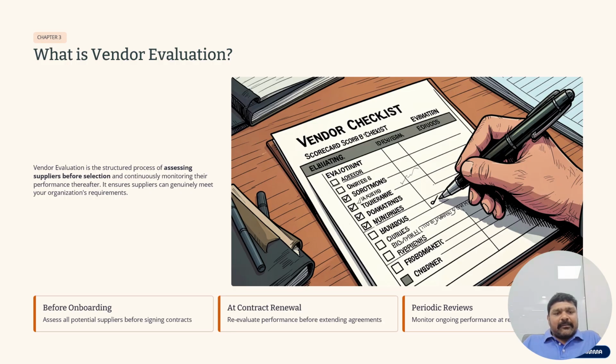What is vendor evaluation? Vendor evaluation is the process of assessing suppliers before selecting them and continuously monitoring their performance. The objective is to ensure that suppliers can meet the organization's requirements. Vendor evaluations should be conducted before supplier onboarding, during contract renewals, and periodically to monitor performance.